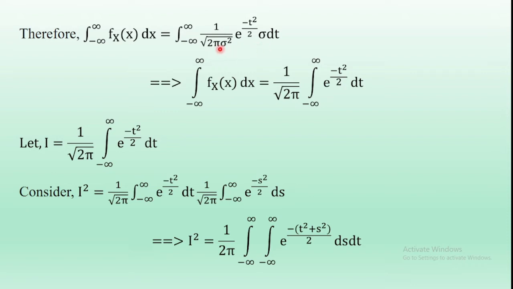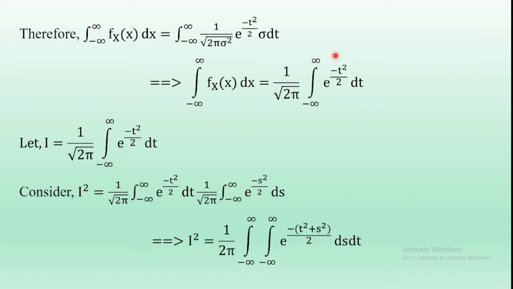In the denominator, square root of sigma square is sigma, and the sigma in numerator and denominator cancel. We get the RHS term as 1 by square root of 2 pi integral minus infinity to infinity e power minus t square by 2 dt. So what we need to prove is that the area enclosed by the Gaussian density function is equal to 1, that is, integral minus infinity to plus infinity f of x dx is equal to 1.